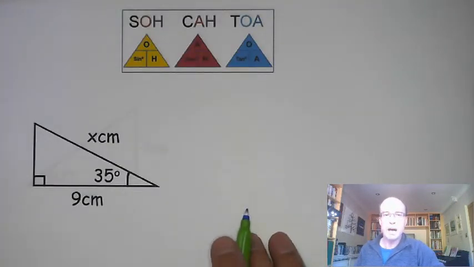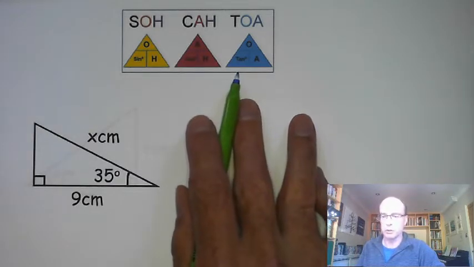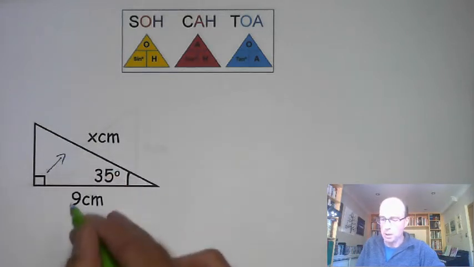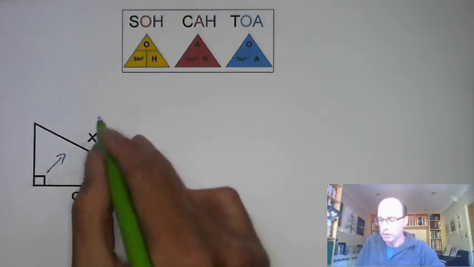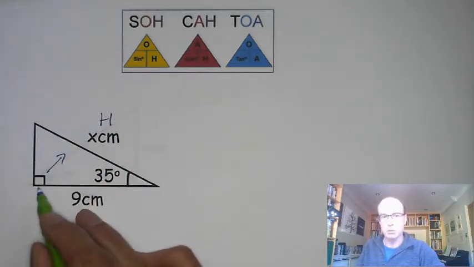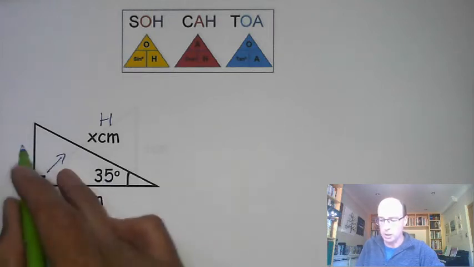We're going to have a look at another example. This time we're just going to stick with the triangles and see how that works. We're going to go through the same steps as normal. I'm going to label up my triangle. So we've got my hypotenuse opposite my right angle. We have got the side that's opposite the angle we're interested in.